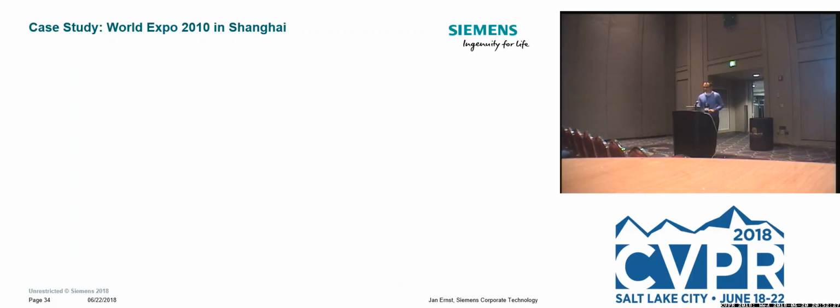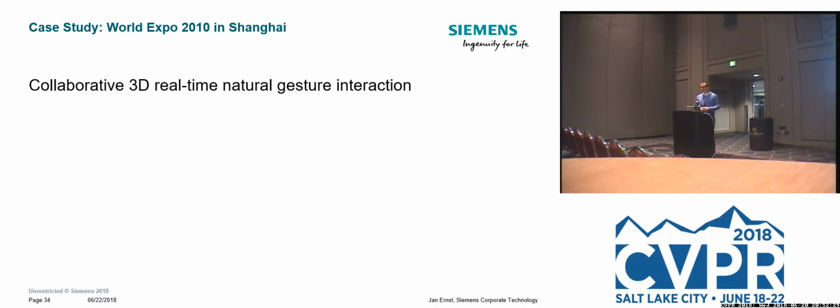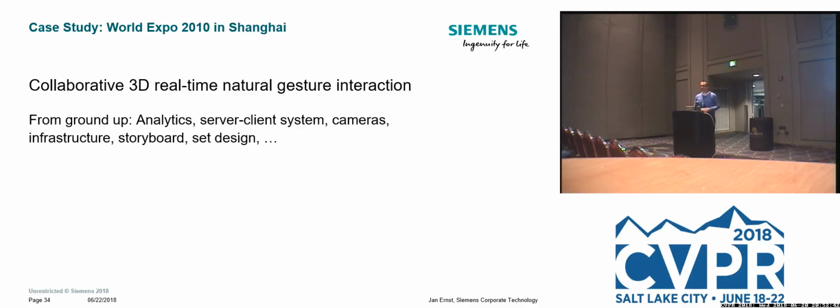So the objective for this was to build a collaborative 3D real-time natural gesture interaction system. We built a nice thing where 3 people together could build a car in 3D with autostereoscopic visualization and the whole brimborium. This was pre-Kinect, right? So we had to do the analytics. This was some probabilistic boosting tree stuff, but we also had to do the infrastructure up to the set design and hardware, certainly.